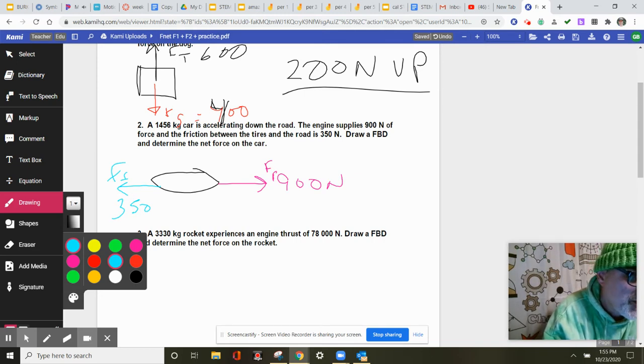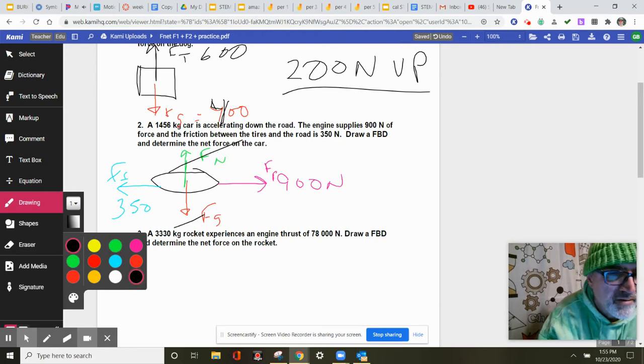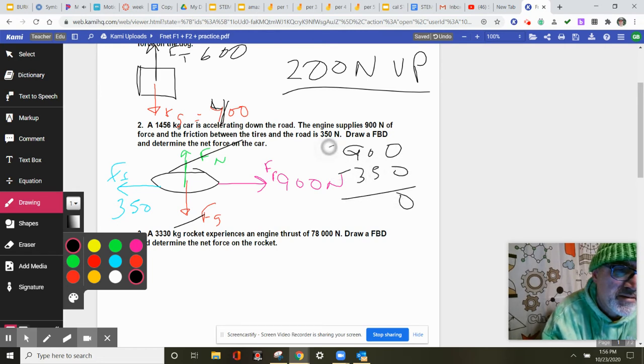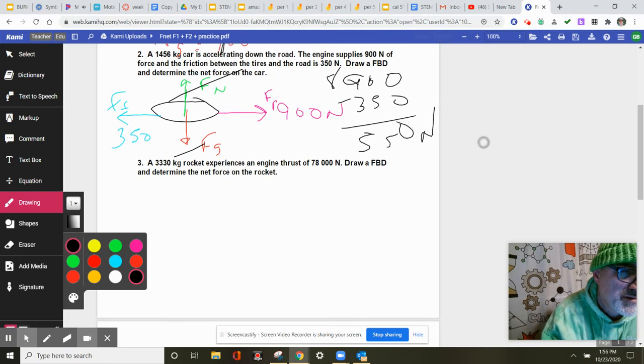So draw a free body diagram. Well, there are 2 other forces acting on the car. There's force of gravity and the normal force, but they cancel each other out. They're balanced. So they don't contribute to the math part of the problem. So we have 900 right, 350 left. Right and left cancel each other because they're opposite signs, opposite directions. So 900 minus 350. Let's see, let's carry the 1, 550 newtons.